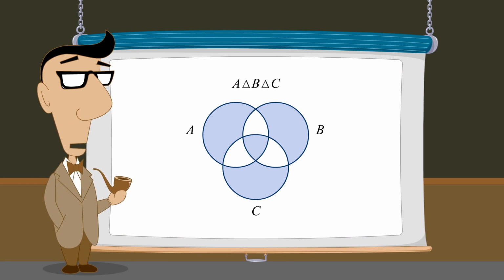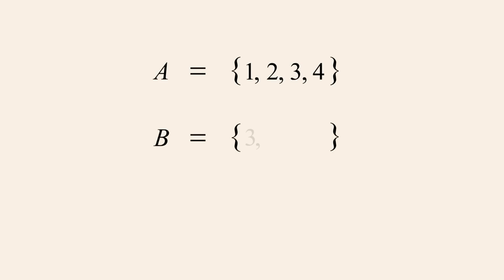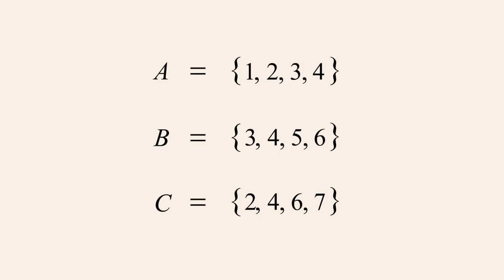Now, instead of Venn diagrams, let's do this one more time with 3 sets of numbers. Let's say that set A contains the numbers 1, 2, 3, and 4. Set B contains the numbers 3, 4, 5, and 6. And set C contains 2, 4, 6, and 7. We start by forming the symmetric difference of the first two sets A and B. Notice that sets A and B have the elements 3 and 4 in common. Therefore, 3 and 4 are the intersection of sets A and B.